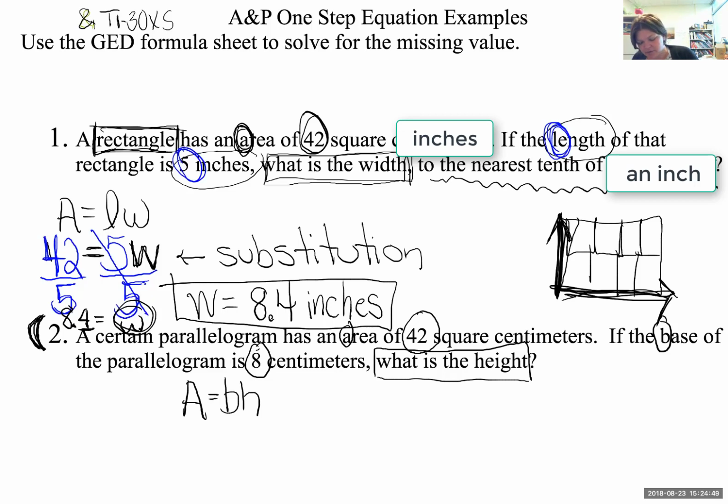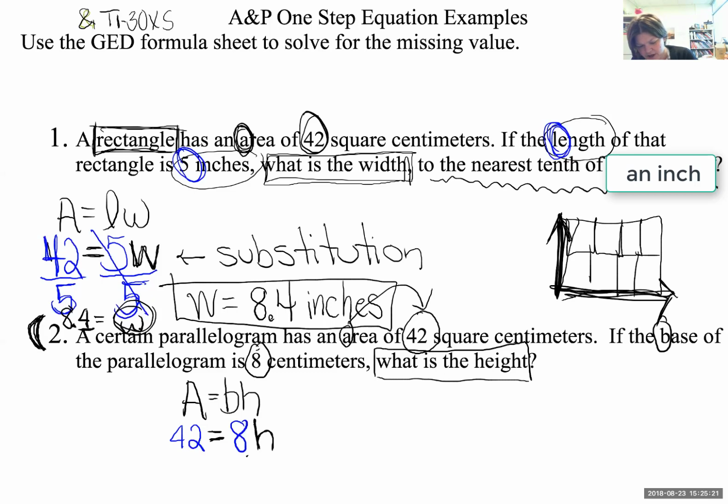So once again, we'll plug in what we know. For A, we'll plug in 42. I like to use different colors for the things that change because some people have trouble with seeing symbols change. B, I can see my base is 8, so I'll turn my B to 8. And my H is my mystery, so my H will remain an H. And just like before, we have an 8 multiplying an H. We want to get that H alone.